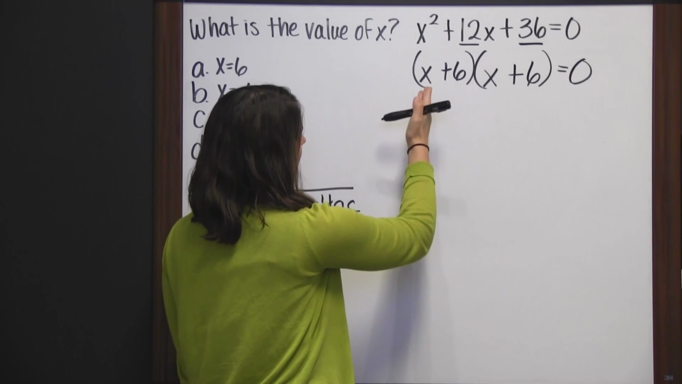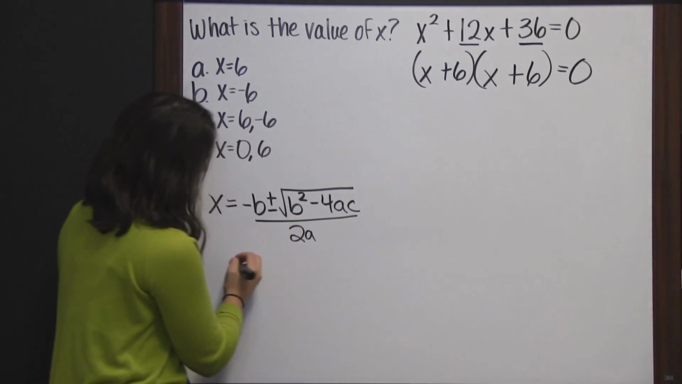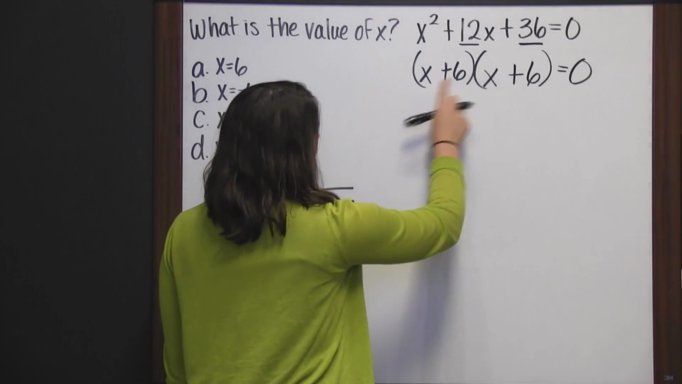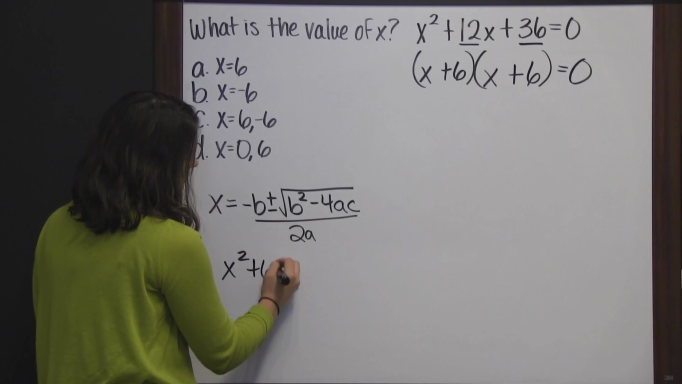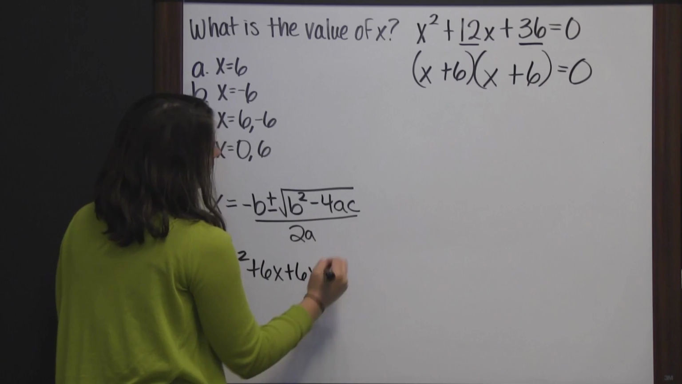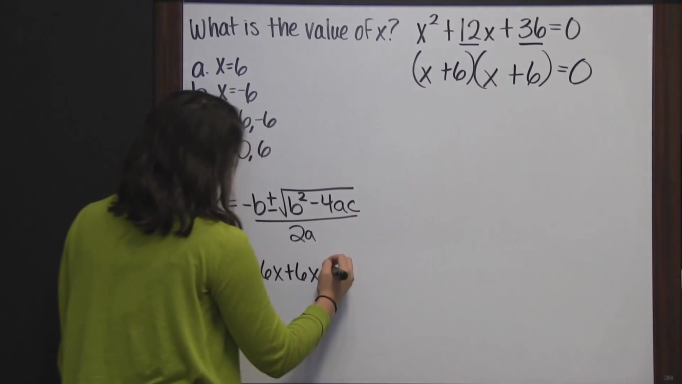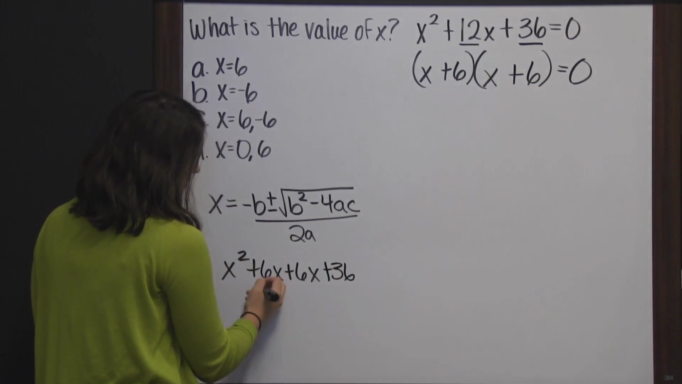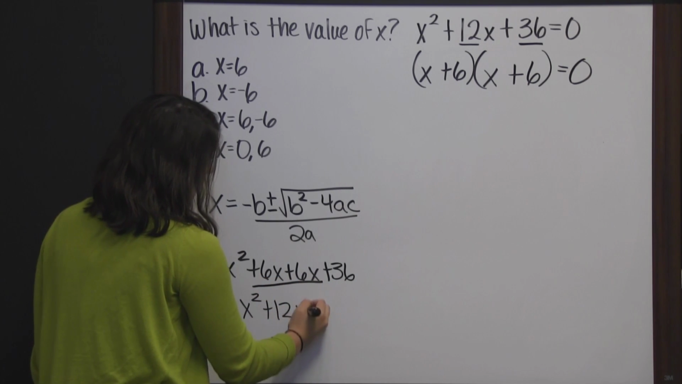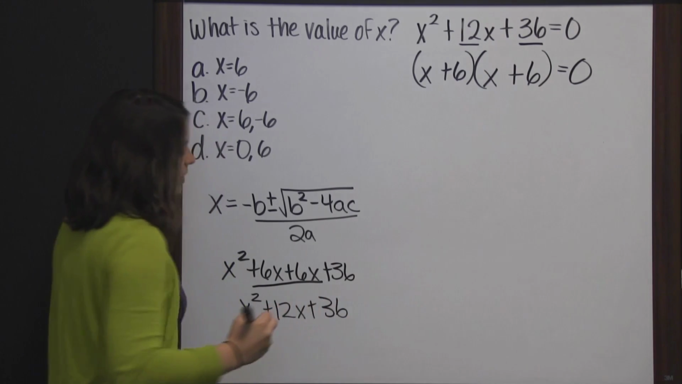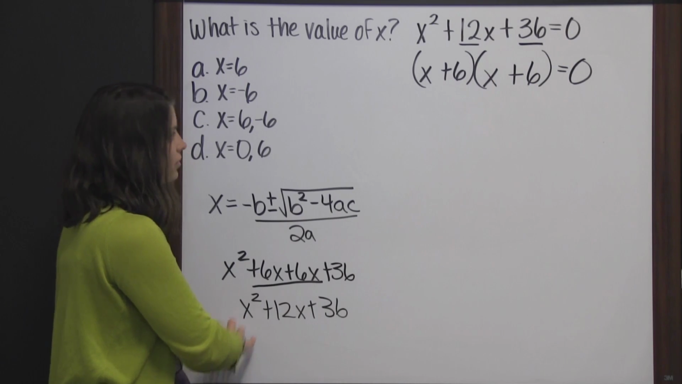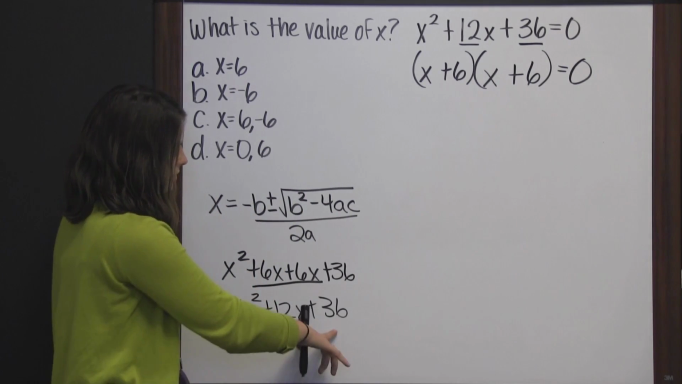So you could multiply x times x, and that's x squared. That's your first terms. Outer, x times 6, 6x. Inner, 6 times x, 6x. And last, 6 times 6, 36. Then you combine like terms, x squared plus 12x plus 36. And we can see that we did factor correctly, because whenever I FOILed my binomials back out, I got what I started with.